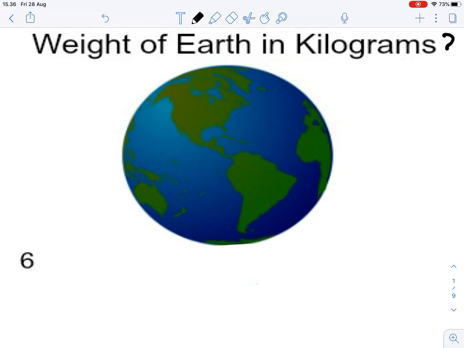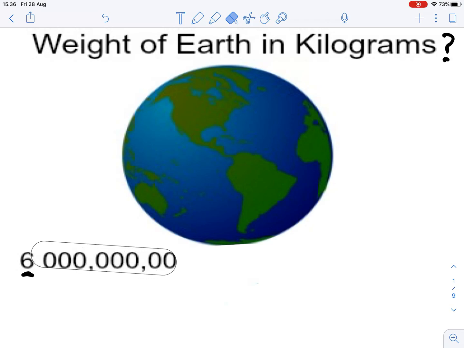Can you guess the weight of the Earth in kilograms? It starts with a 6. Think about it. Think it's 6,000? Think it's 6 million kilograms? How big do you think the Earth is?